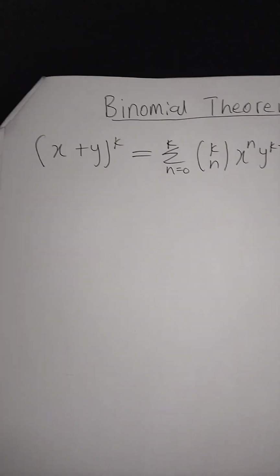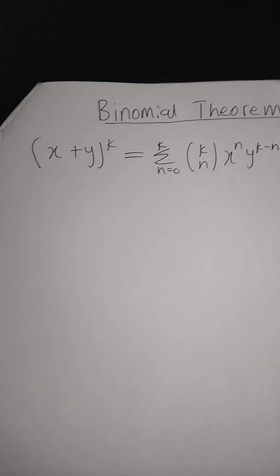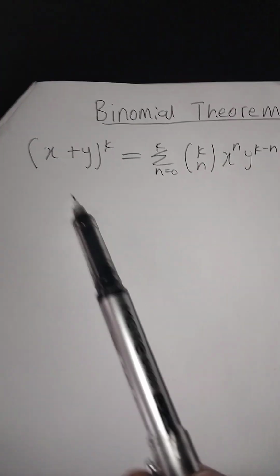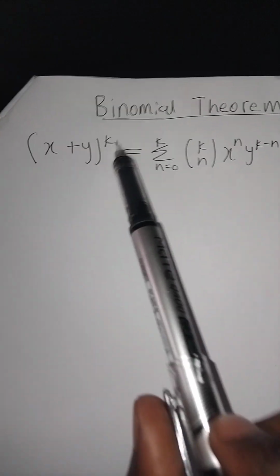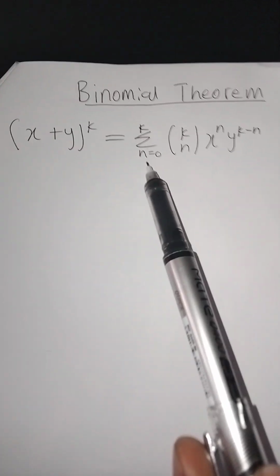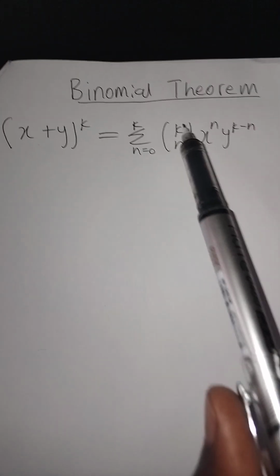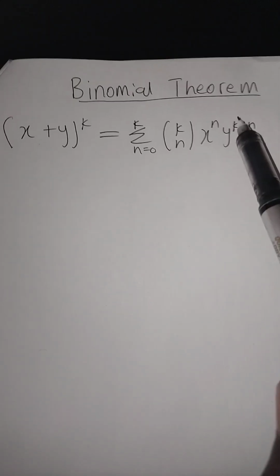On today's video I'd like us to talk about the binomial theorem. The binomial theorem tells us that if you're trying to expand (x + y)^k, that is the same as the summation from n = 0 to k of C(k, n) x^n y^(k-n).